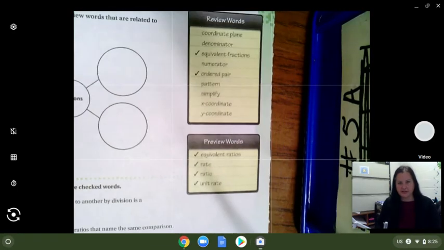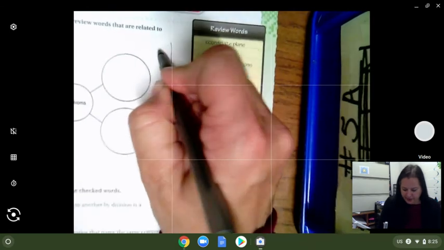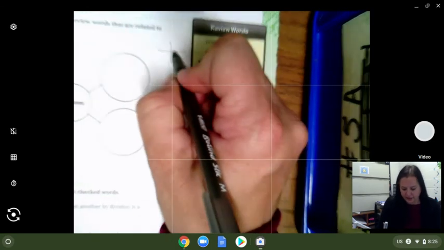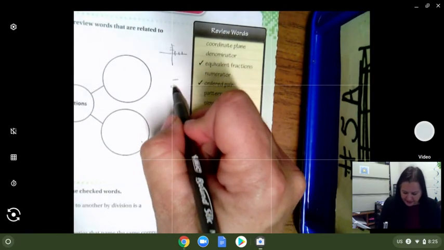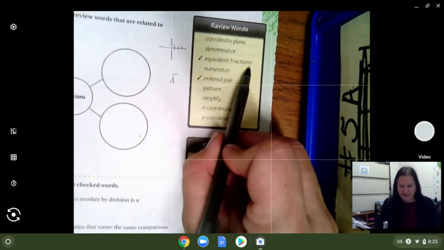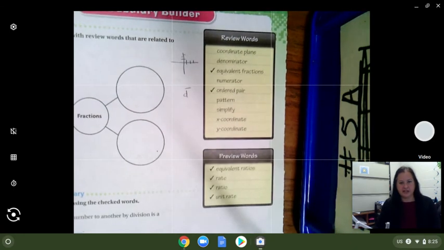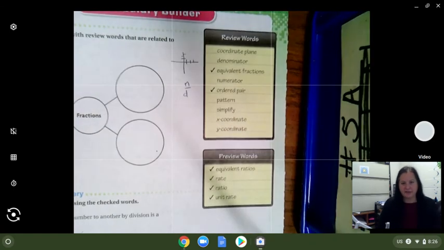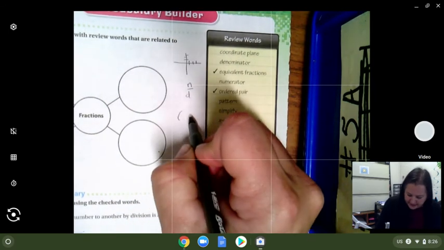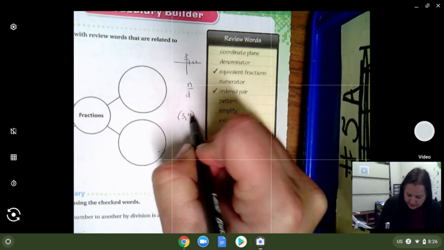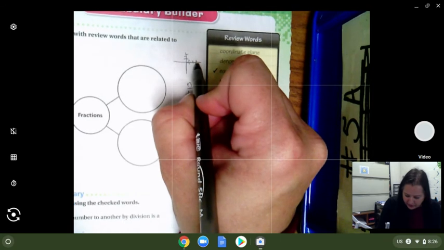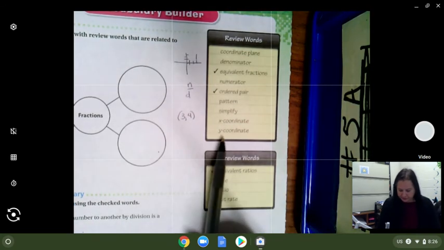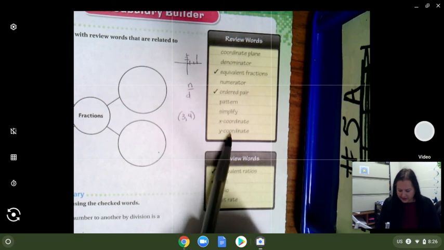Some of the words that you need to remember is coordinate plane. Remember, a coordinate plane looks like this, and you go over and up. The denominator is the bottom of your fraction. The denominator is on the bottom. Equivalent fractions are equal to each other. Numerator is the top of the fraction, the number of parts. Ordered pair is this. That's the x coordinate and the y coordinate, going x over and then y up or down. So here's our x and our y coordinate.